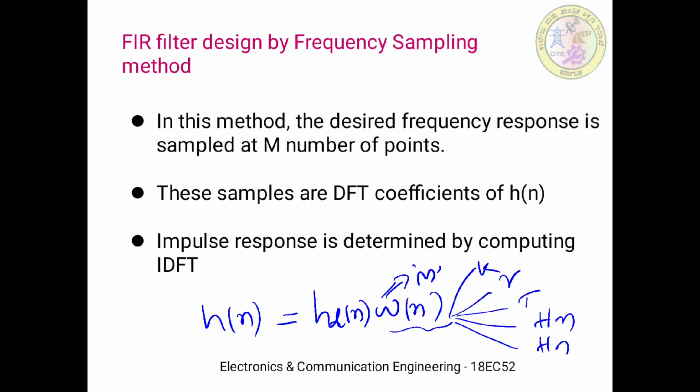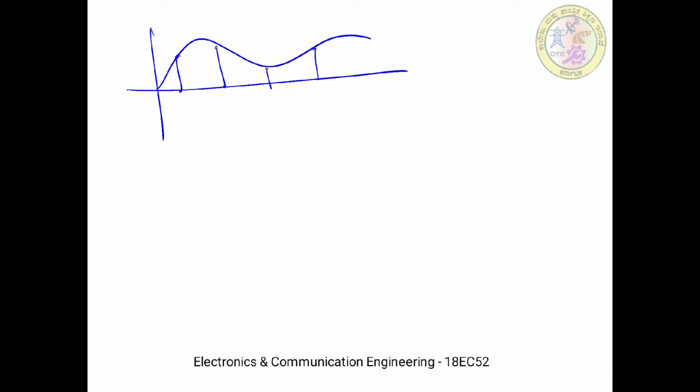adopted for the design. So what is sampled then? Here a desired frequency response is sampled at M number of points. We know the meaning of sampling. If I want to choose some 4 points from a signal, then I am going to choose the 4 points with equal interval between them. Whatever the collected values are, these are known as the samples.